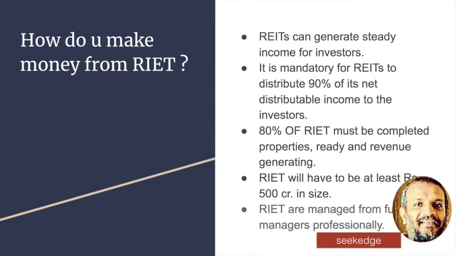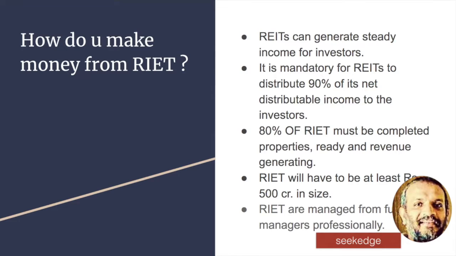80% of the REIT must be completed properties. It cannot be like the real estate properties that you see which never get finished, forever. There are a lot of examples for that. So here, it cannot be like that. It is mandatory and regulated by SEBI, which says that 80% of this has to be completed properties. Others can be ongoing projects, right? So that makes sure that the steady rental income is there in the REIT formed by the trust.